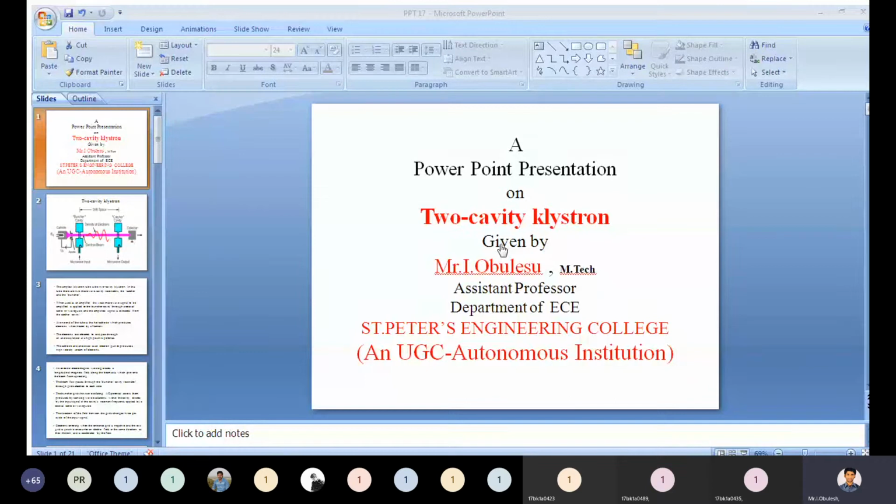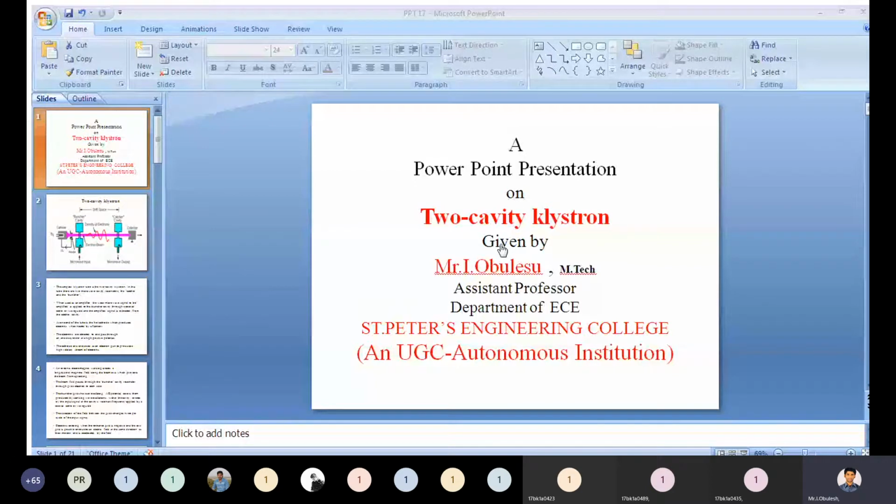Each bunch of electrons passes between the grids at a point in the cycle when the exit grid is negative with respect to the entrance grid, so that the electric field in the cavity between the grids opposes the electrons' motion.